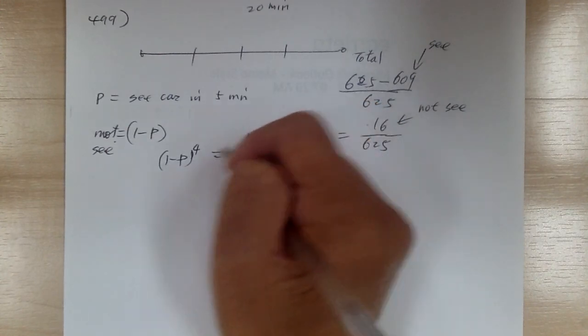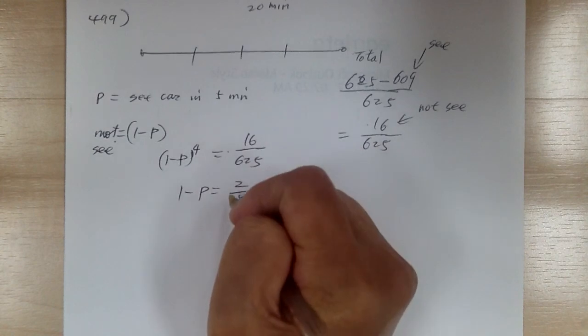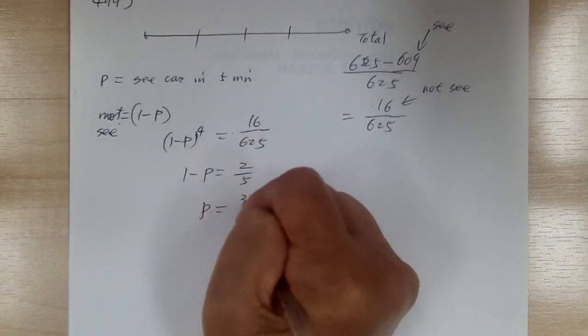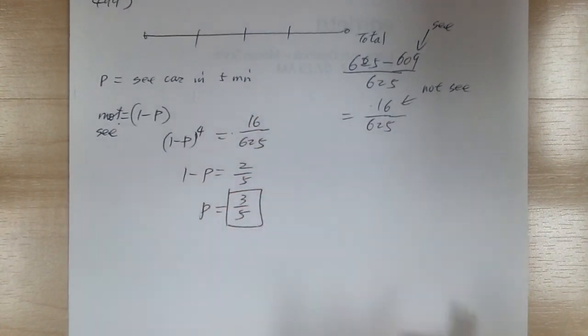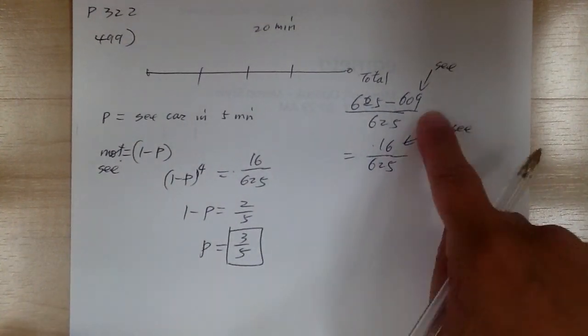And then you can take the 4th root. So 1 minus P equal to 2 over 5. And therefore P equal to 3 over 5. Okay, and again, so this one you have to use a complement twice. Okay, over here and over here.